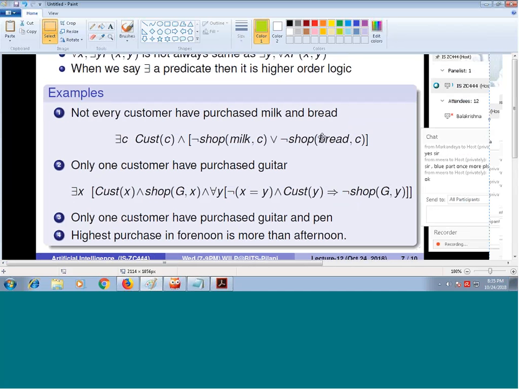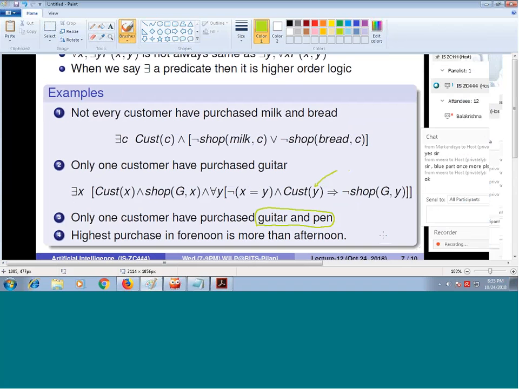So I am telling here that it may be possible that other people may have purchased guitar, another person may have purchased pen, but guitar and pen together have not been purchased more than once. The difference between the first and second one is that this second person Y can purchase the guitar and can purchase the pen, but simultaneously he has not purchased both the guitar and pen. How can you write like this?